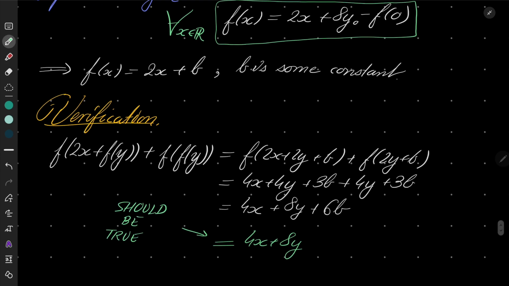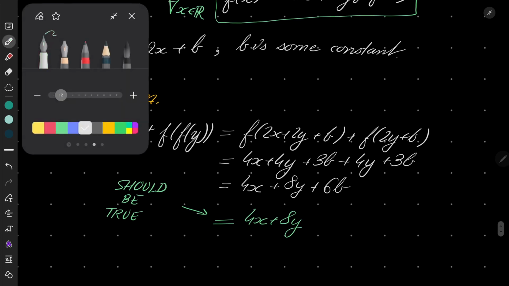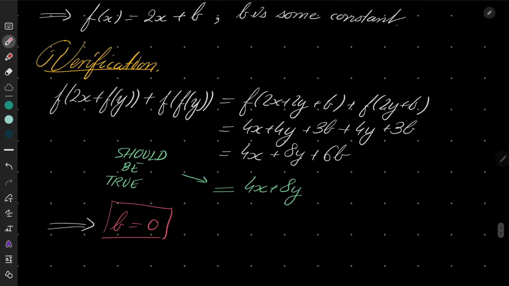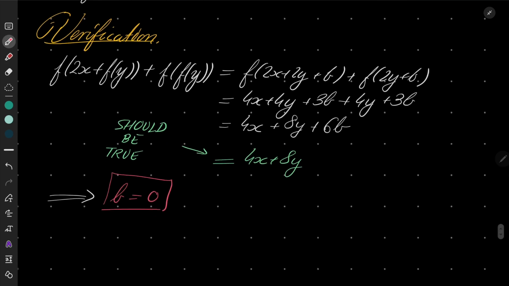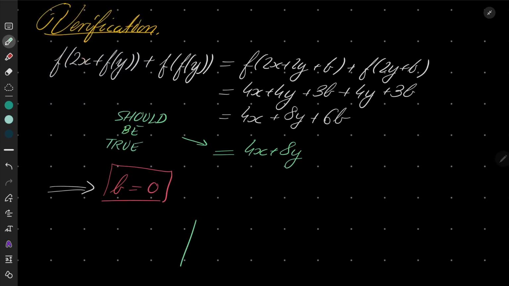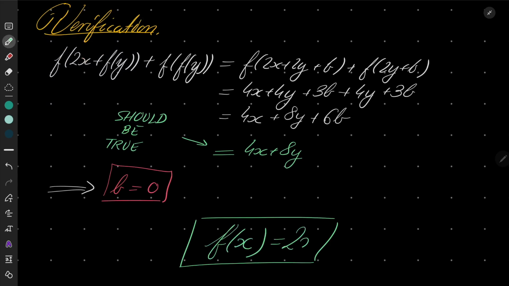So this should be true, and that implies that b must be equal to 0. And then our equation is in fact satisfied. So all in all, finally, we have only one solution to our equation, namely f of x equals 2 times x. It's the only solution to our functional equation.